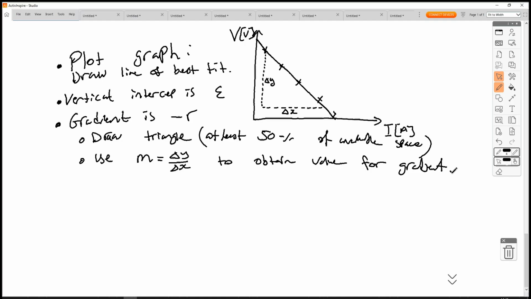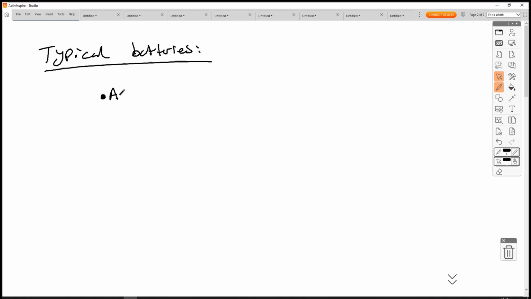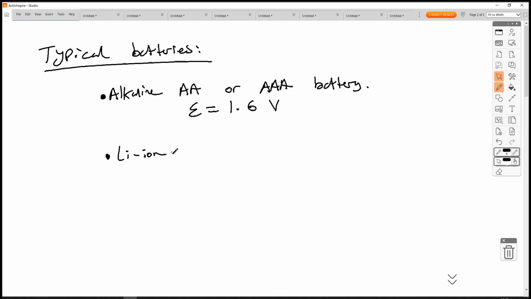Right, we'll talk about some typical batteries. So, for example, you could have an alkaline AA or AAA battery. These typically have an EMF of about 1.6 volts. You could have a lithium-ion battery. These have an EMF typically of about 4.2 volts.